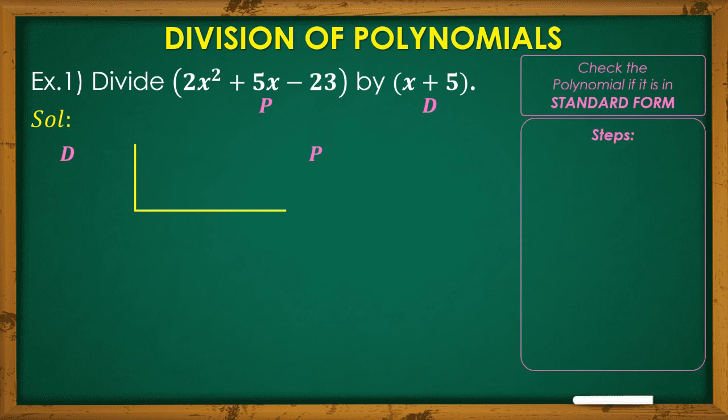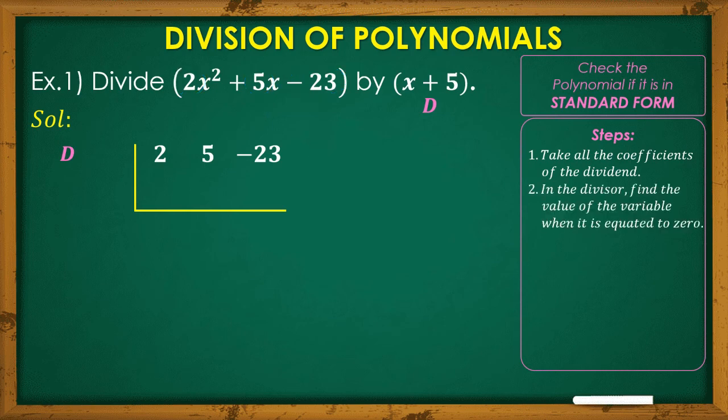Ngayon, meron tayong steps na gagawin para makumpleto ang solution for this division of polynomials. Step number 1. Take all the coefficients of the dividend. Ano-ano yung mga coefficients ng ating dividend? We have 2, 5, and negative 3. Dito natin siya ilalagay sa loob. Only the coefficients.